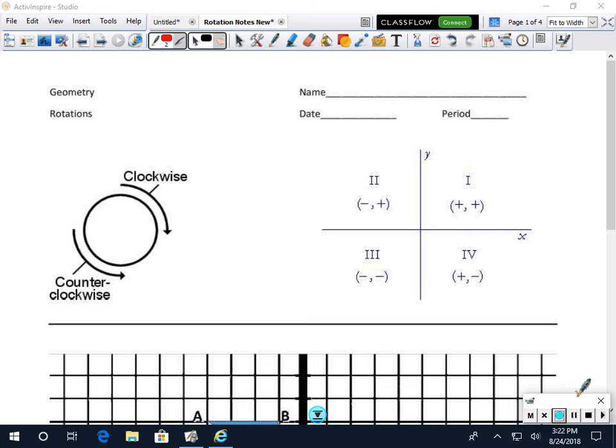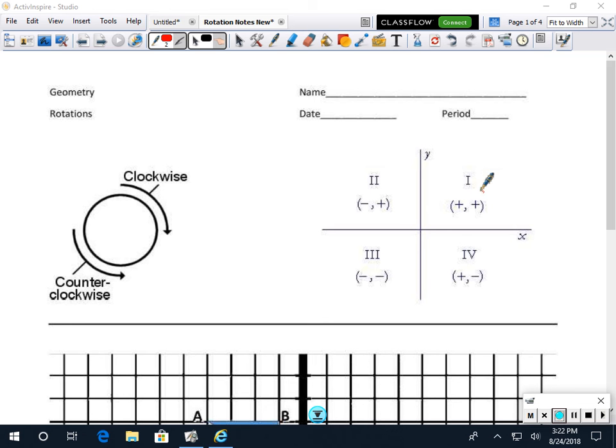Okay. Before we start, we need to review, of course, clockwise and counterclockwise. If you're going around a clock, or watching the hands on a clock, they go around in this direction, so to the right. If you're going counterclockwise, then you're going around the clock to the left, around the picture.